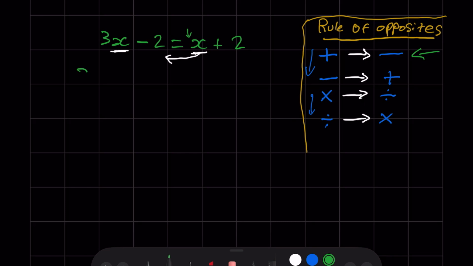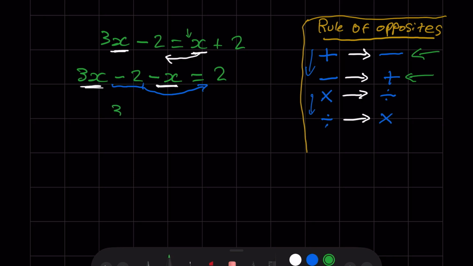So we can write 3x minus 2 take x equals 2. So now on the left side of our equation, we've got our negative x and we have our 3x, which is great. But we do have this negative 2 here that we don't want. We want that negative 2 to be moved over there. So we can do that. However, we need to remember the rule of opposites. So this negative 2, the opposite of negative, is a plus. So that negative 2 moves over and becomes a plus 2.